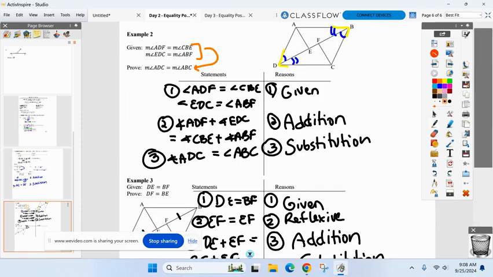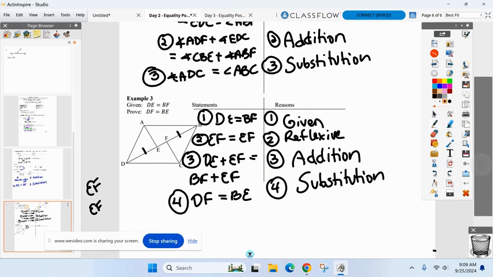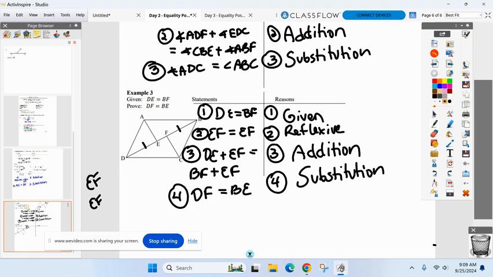How many pairs do you need before you add? Two. And if I only gave you one, where's that second pair probably going to come from? Reflexive. It's going to come from reflexive somewhere. Yeah, Mia, go ahead. Because the second one, like BF and EF, they both had the F at the end, is that why you changed it to E?